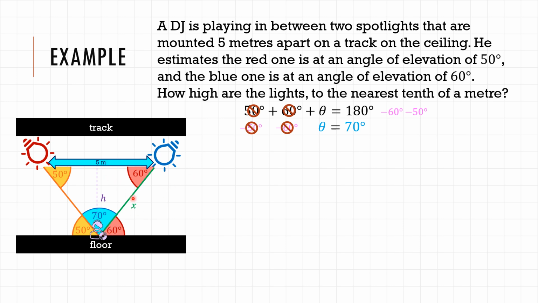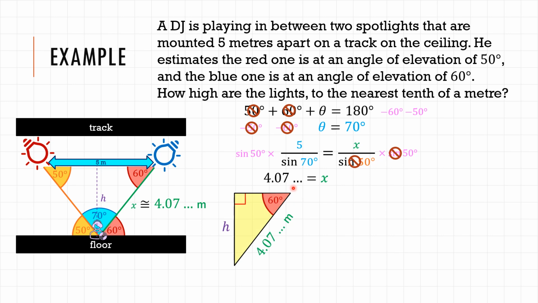So one way to solve this is to find out what x is first. We can do that using sine law because we know that the track is 5 meters wide and this angle here is 70 degrees. That's the reason I'm using sine law, because I have a pair. 5 over sine 70 should equal x over sine 50. If I multiply both sides by sine 50, I'll see that this distance is 4.07 meters.